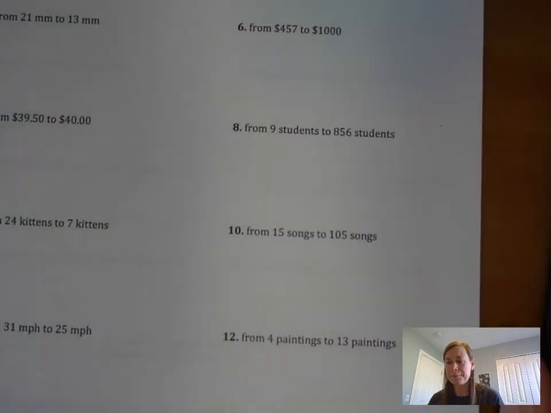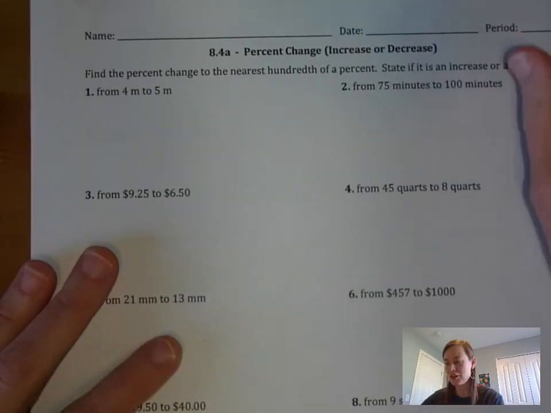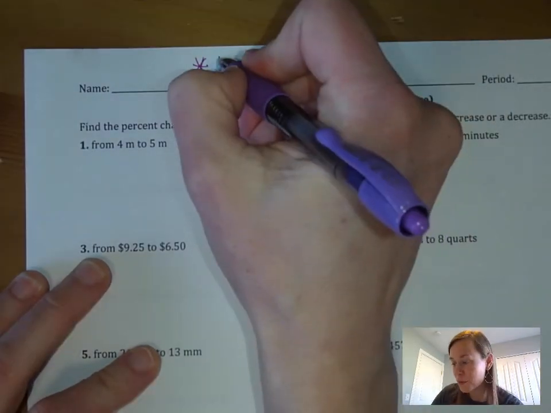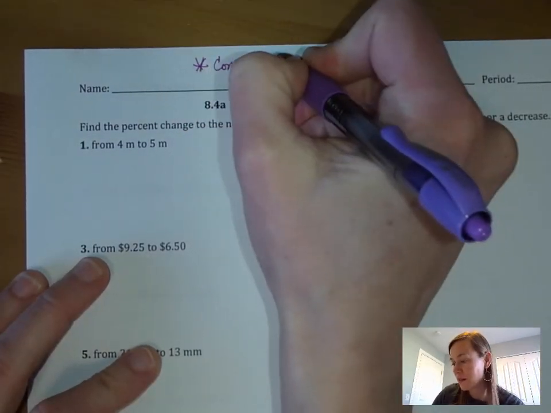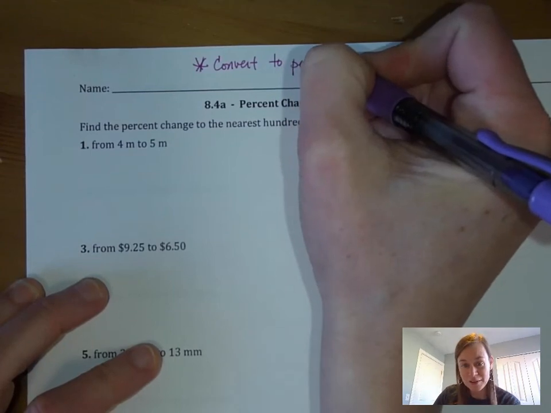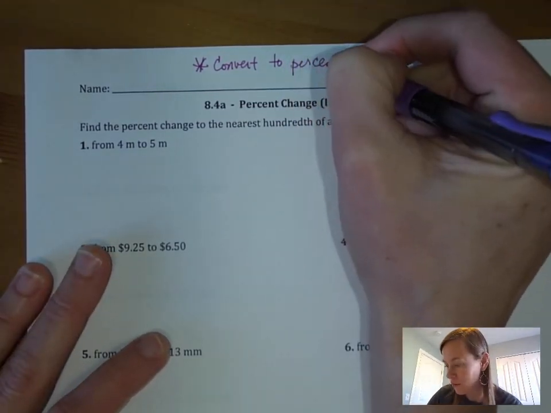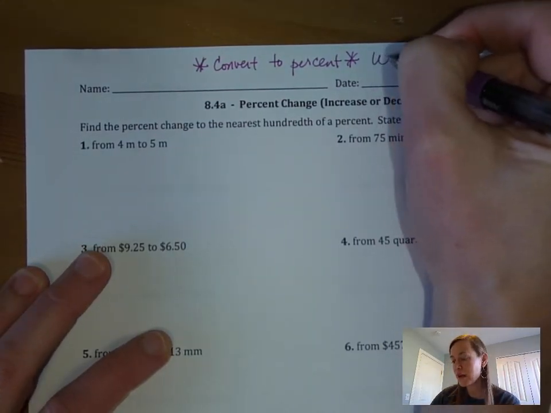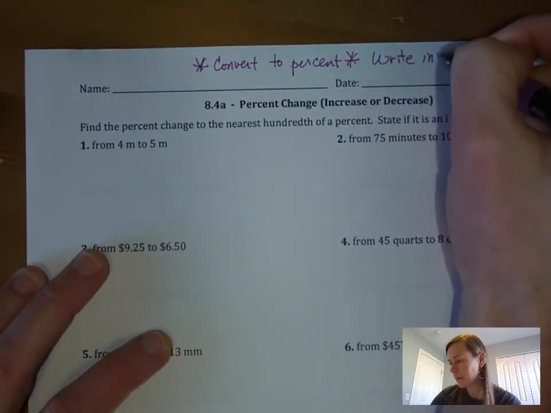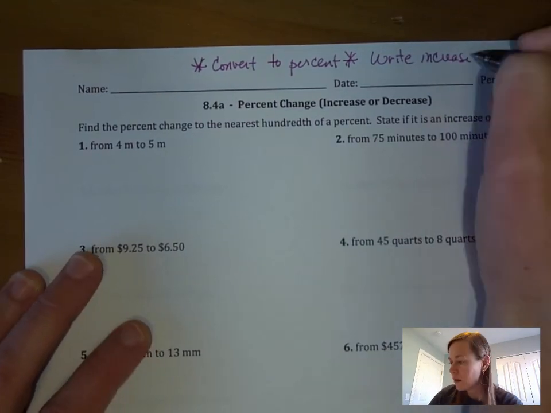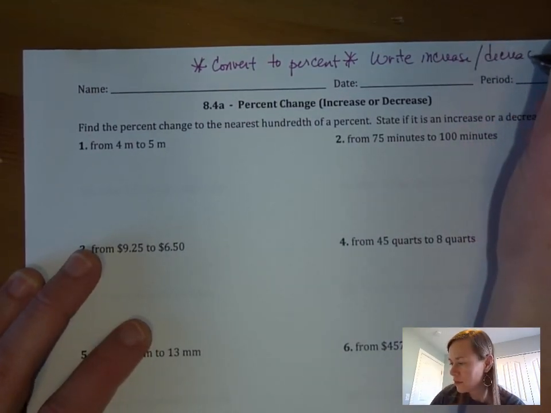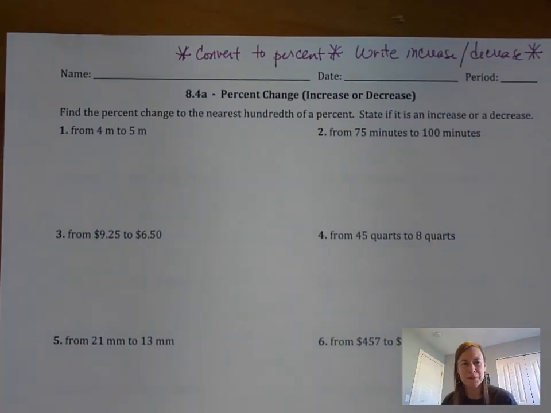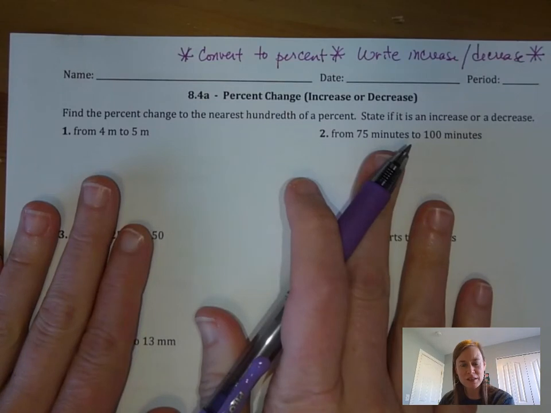So on your assignment, I want you to maybe write this at the top of the page. So remember, these are the things to remember. Convert to percentage. So in other words, at the very end, make sure you're moving that decimal point. So convert to percent, and also write increase or decrease. All right, so if you just write that at the top of your page, it should help make sure you don't forget those last couple steps, you know? So follow the same steps on here just like we did in our examples.